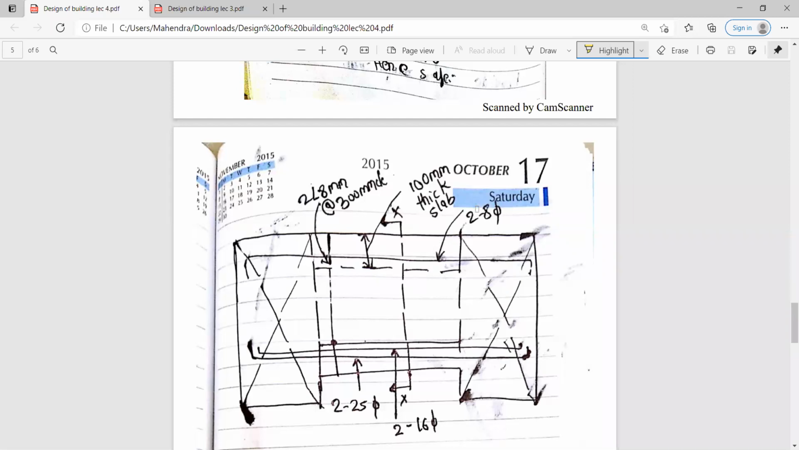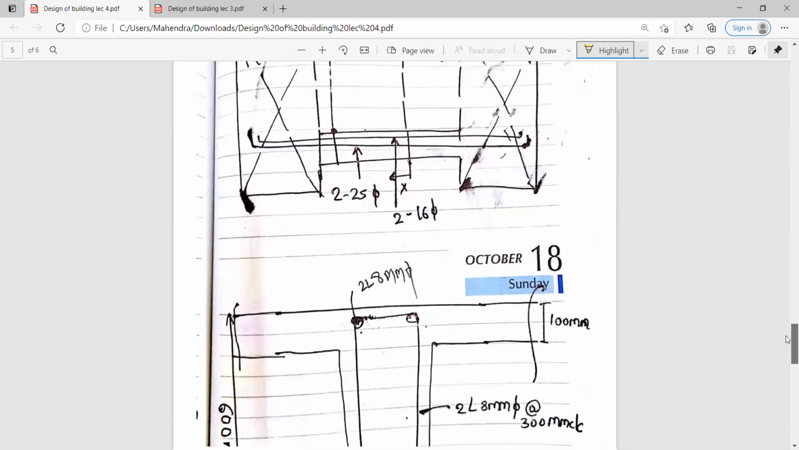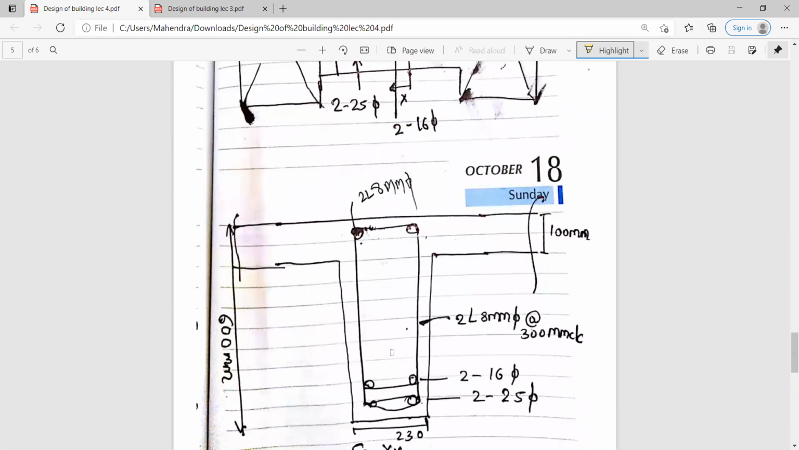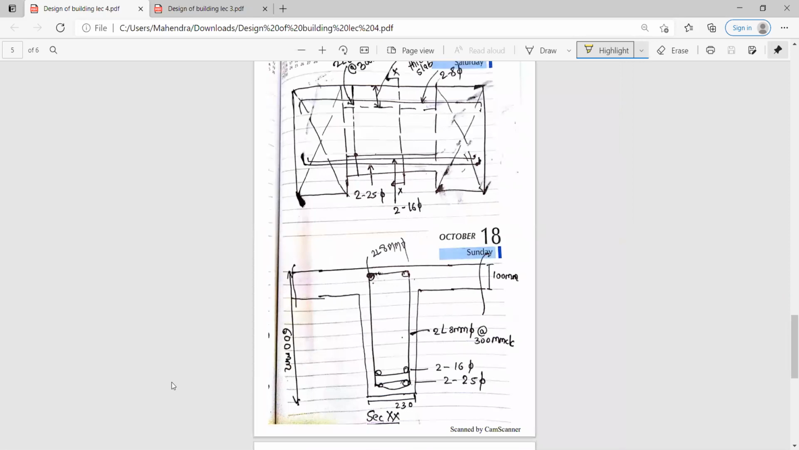And again you provided the two leg of 8 mm diameter, and here you provided the two leg of 16 mm diameter and the two leg of 25 mm diameter. So just draw this detailing, as well as here the T section is over here. So for this the total depth आपने कितना provide किया था?